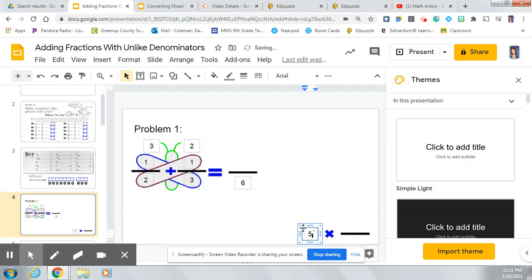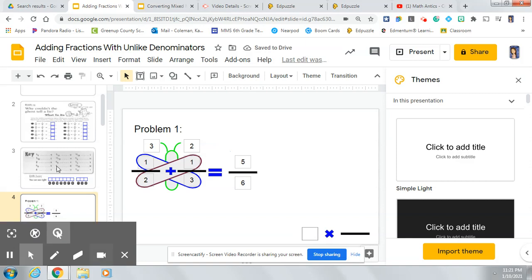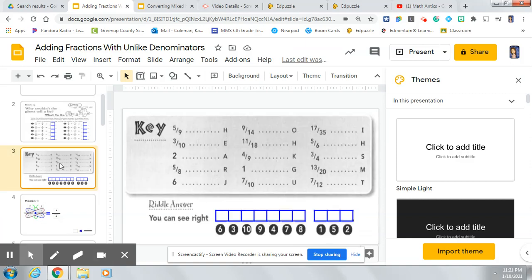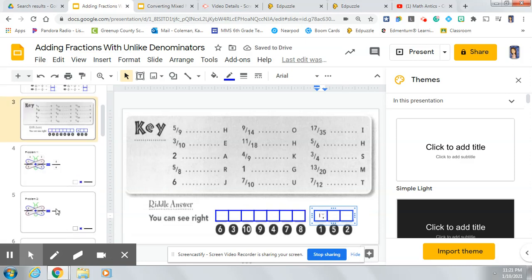So my answer would be 5/6. 5/6 would be the answer. I would go to my answer key, look for 5/6. It's H, so I'm going to put H for number 1. I'm going to do number 2.